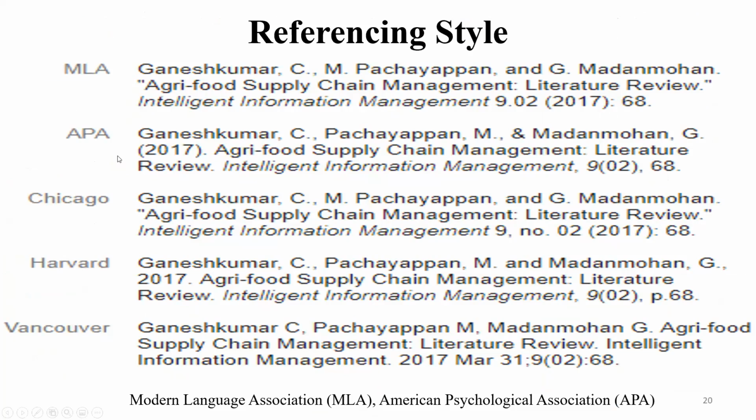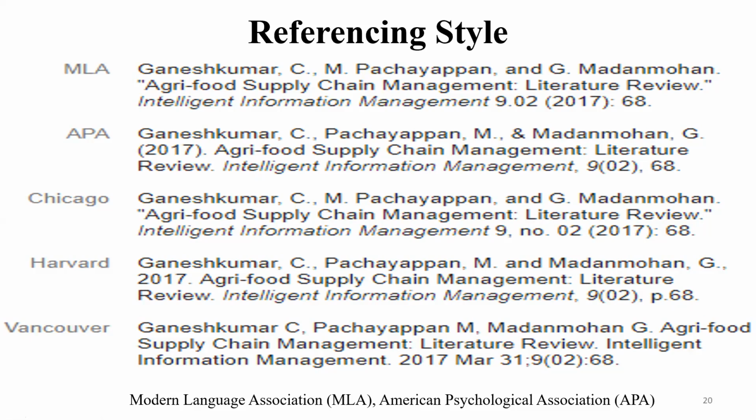Management mostly uses APA style, the American Psychological Association style. That means the author should come first, then the year, then the article name, then the journal name in italics, then volume and issue, then the page number. This is how the format works.